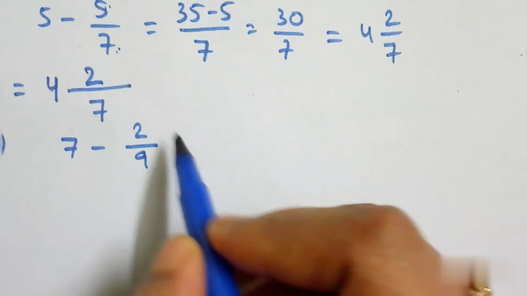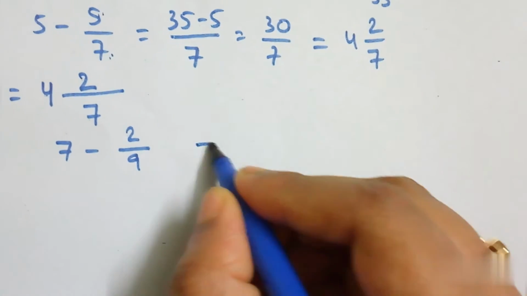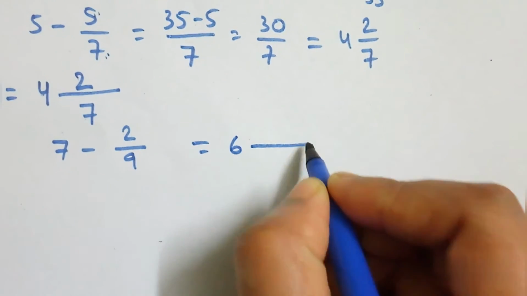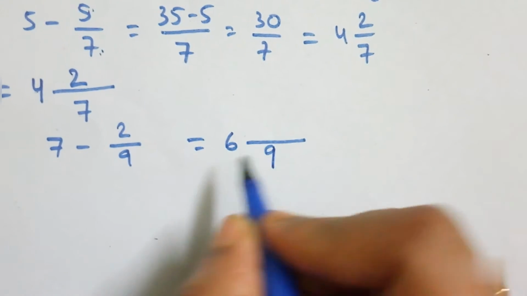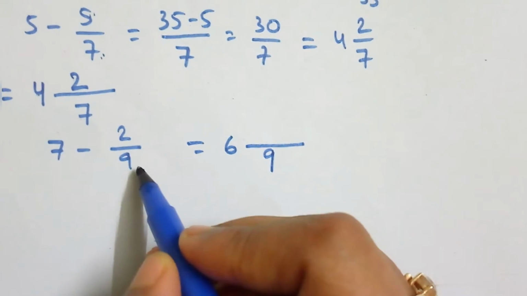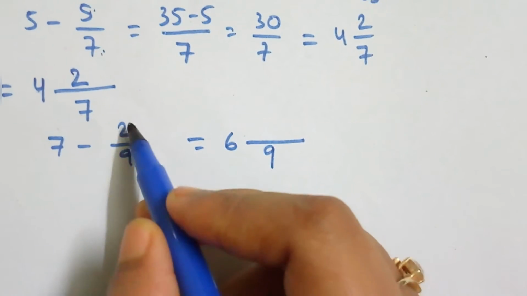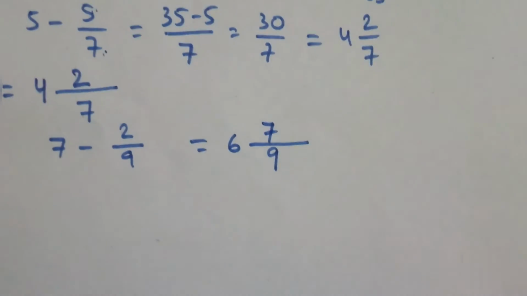Let's do another example. Here the whole number is 7. So 1 less than this whole number is 6, and now the denominator will be the same, here 9, and the difference between these two numbers will be the numerator. So the difference between these two numbers, 2 and 9, is 7. So this is the number.